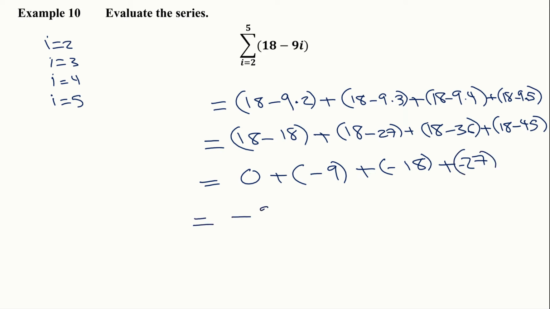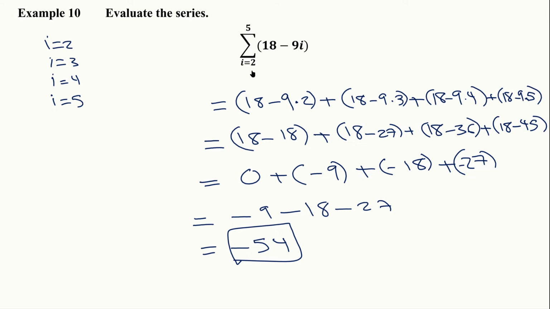So we end up with basically negative 9 minus 18 minus 27. That's basically negative 27 minus 27. So negative 27 times 2, or negative 54. All right, so that's how you would do that one.